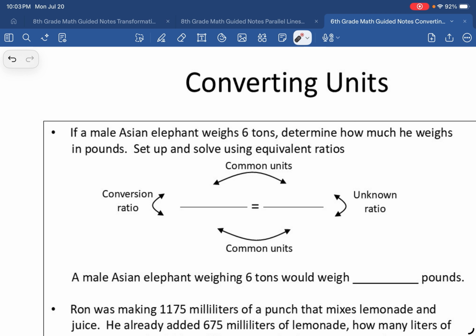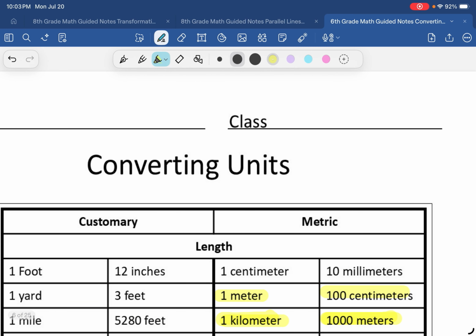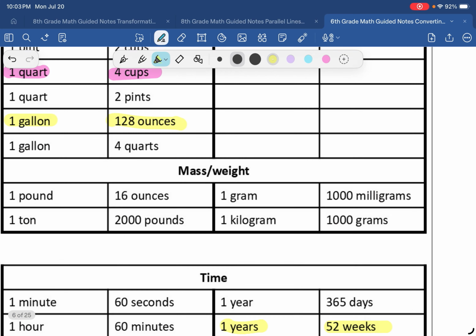If a male Asian elephant weighs 6 tons, determine how much he weighs in pounds. Set up and solve using equivalent ratios. So my units will be tons and pounds. So go back to your chart if you need to figure out tons and pounds. That's a weight, so go on to the weight.